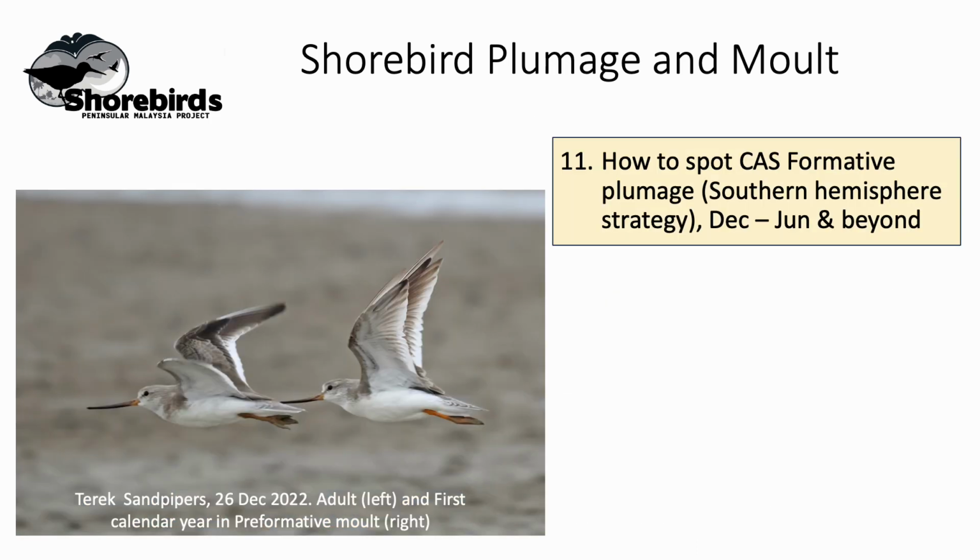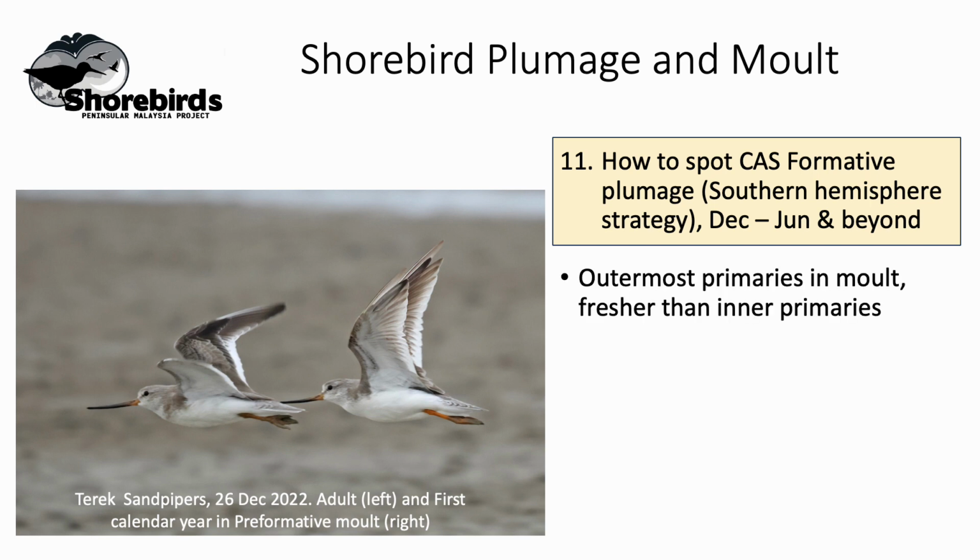So how can we spot complex alternate strategy, formative plumage, Southern Hemisphere strategy between December and June and beyond? So normally the flight feather replacement does not begin until around December. So it's usually not possible to see this in Malaysia until around the middle of the northern winter. So here's an example of 2 pteric sandpipers taken on the 26th of December, and the bird on the right is in preformative molt, and you can see that the second to outermost primary has been replaced, and the very outermost primary is not yet replaced. So this is an active preformative eccentric primary molt.